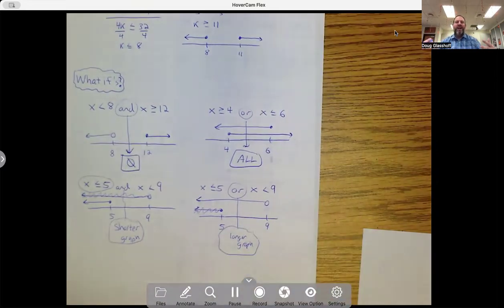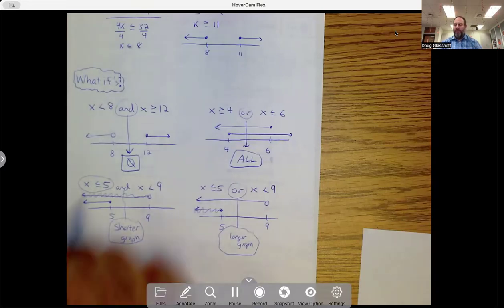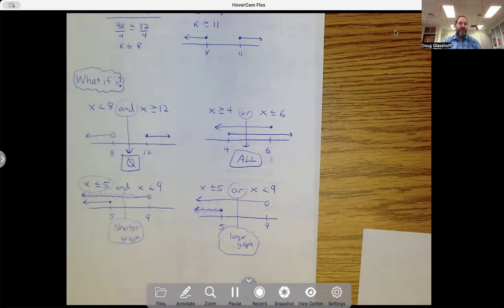So again, those are some what ifs. Most of the time, that's not going to happen. But there's a few times that they give it to you where they're either going the same way or they're going the wrong way for what type of problem it is. And then you have to interpret what type it is.